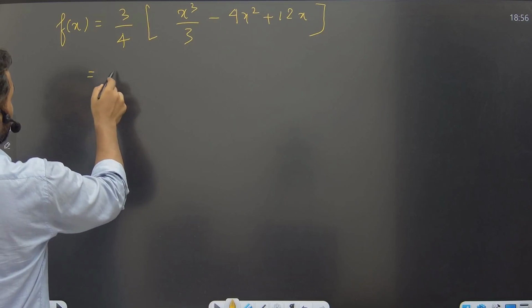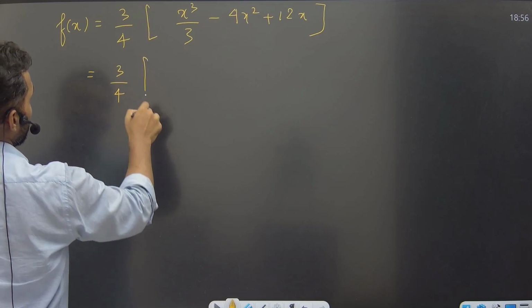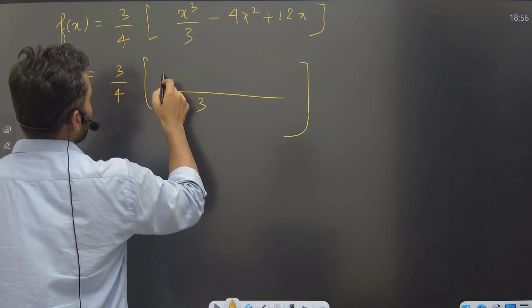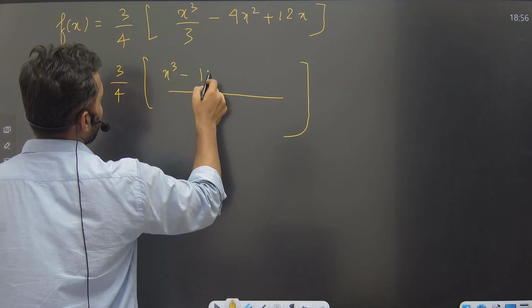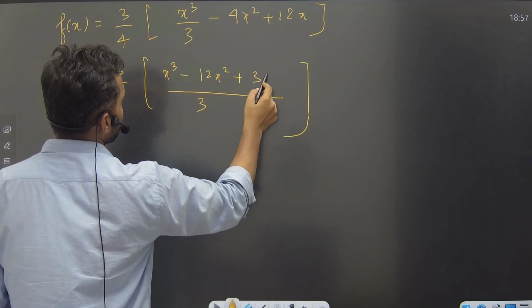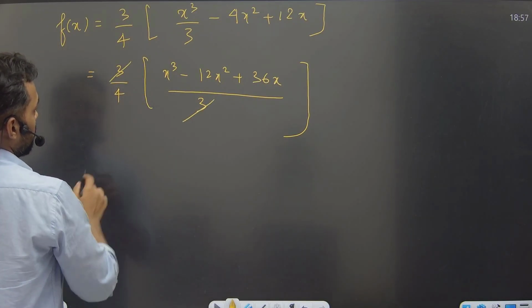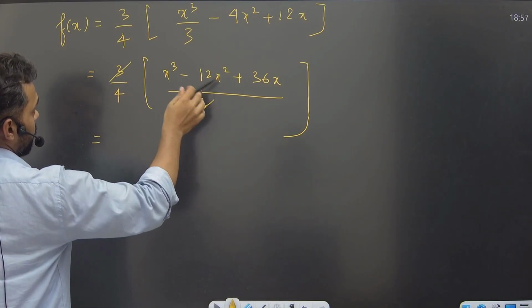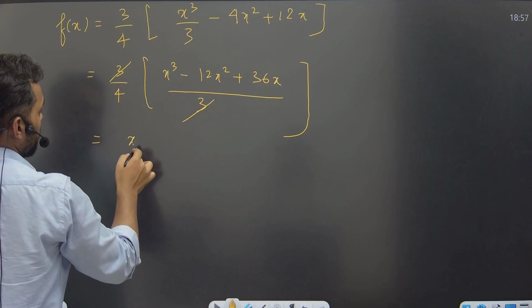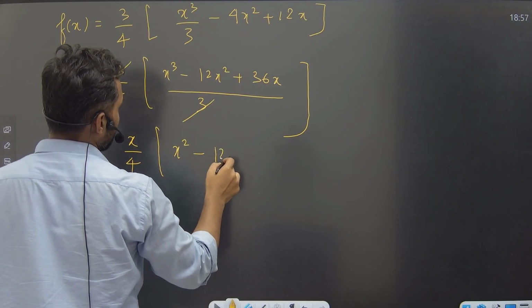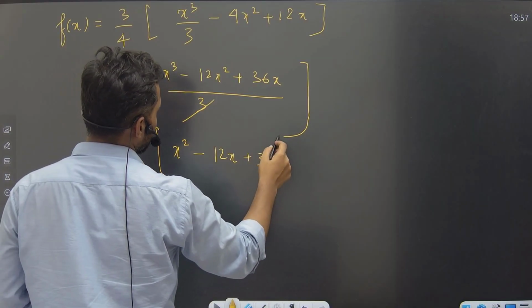so if we take 3 as the LCM here, students, what do we get? We'll get x cube negative of 12x square plus of 36x. Okay, this 3 and this 3 got cancelled. What will be remaining? If we take x common from the numerator part, so x by 4, in the bracket we'll get x square negative of 12x plus of 36.